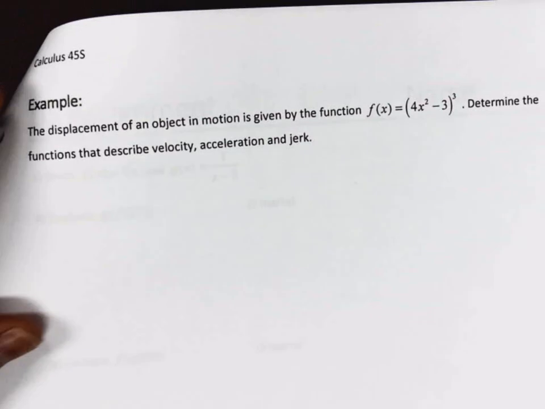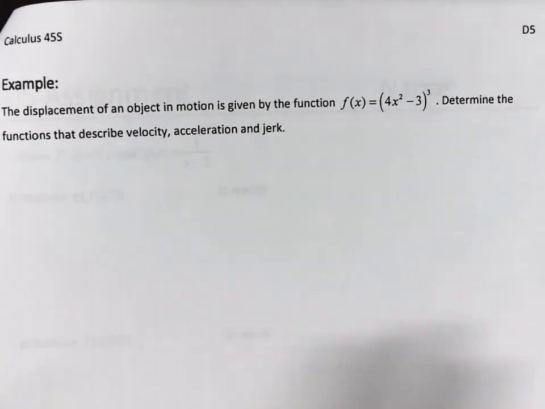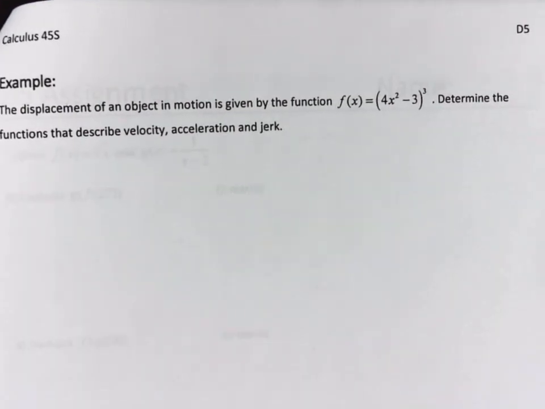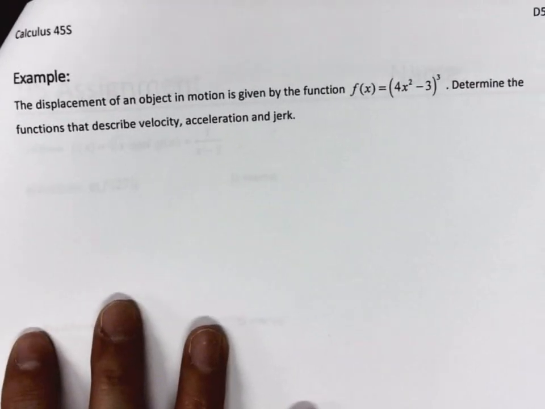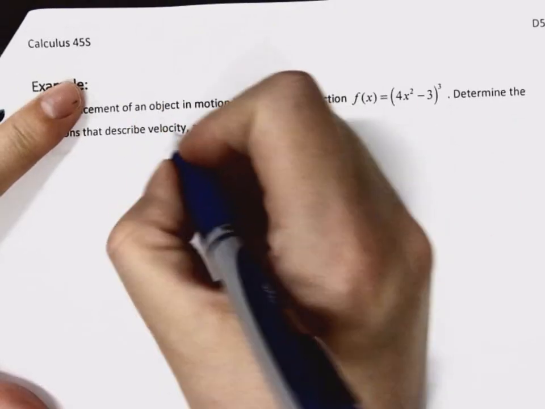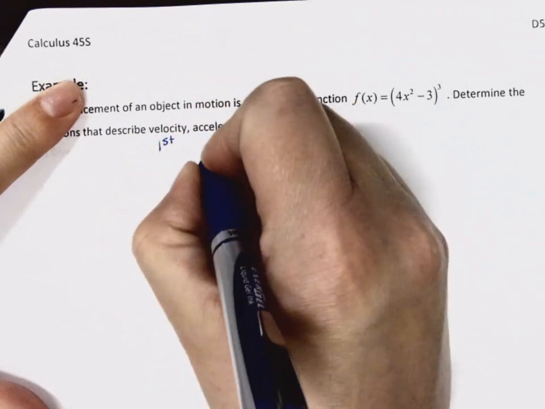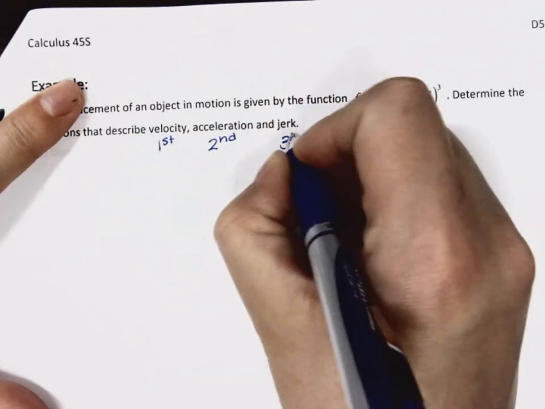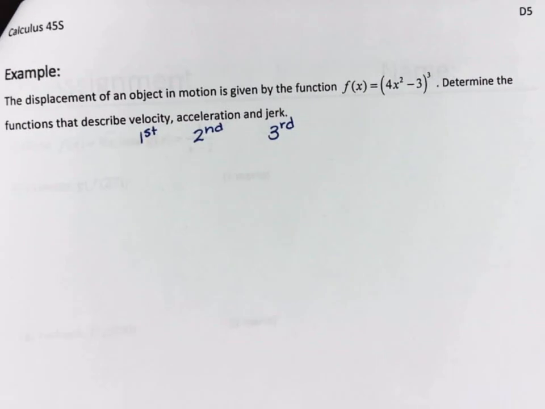All right, here we go. So the displacement of an object in motion is given by this function. Determine the functions that describe velocity, acceleration, and jerk. So we're finding the first derivative, the second derivative, and the third derivative. So the question's going to be, when you get a question like this, how do I find that very first level derivative? The very first level derivative you're going to get is going to be super easy, right?